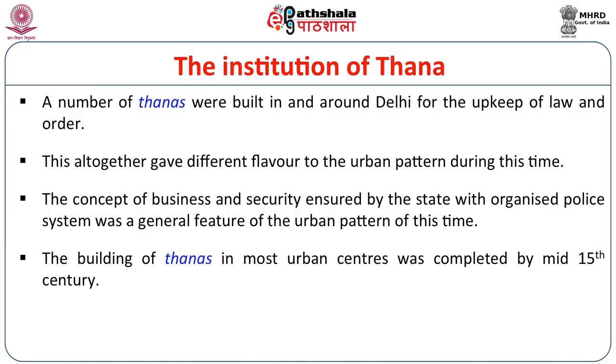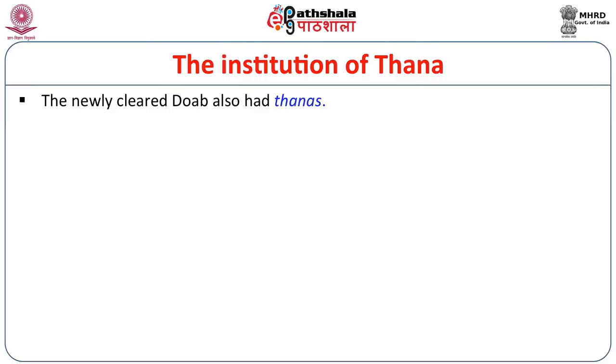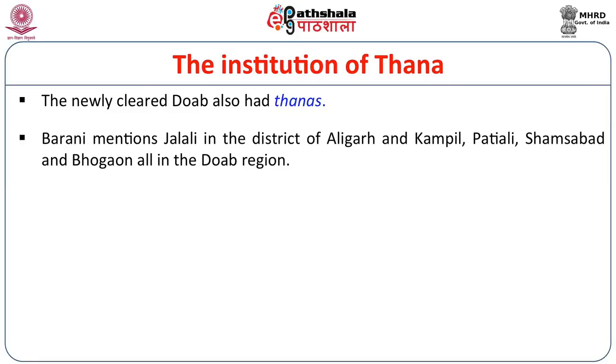The building of thanas in most urban centers was completed by the mid-15th century, and we have to understand that this network of thanas continued till the time of the Mughals, when they took over and built these thanas again. The newly cleared Doab region also had thanas because it was a potentially economic area. Now, Barani informs us that Jalali in the district of Aligarh, and Kampil, Patiali, Shamsabad and Bhongaon, all in the Doab region, had thanas. Each of the thanas had Afghan garrisons.